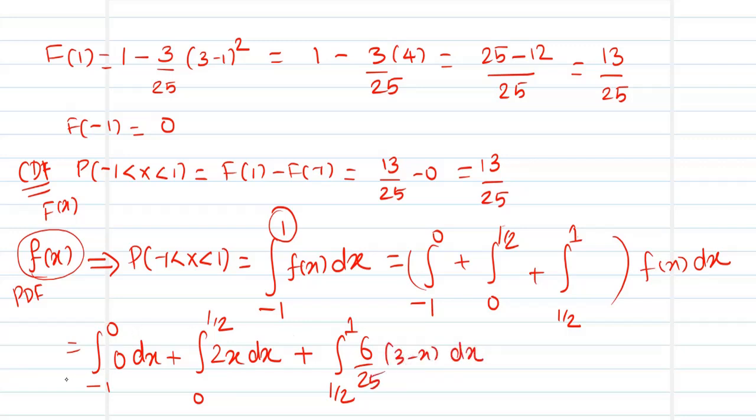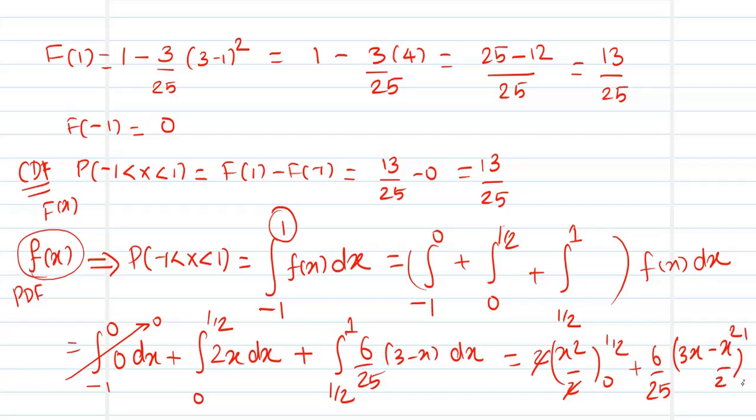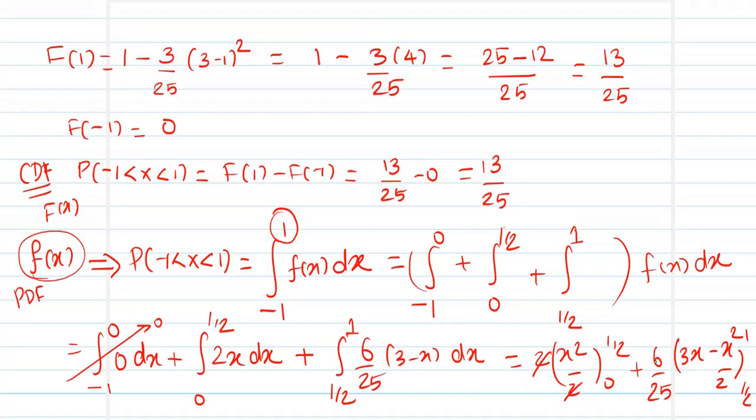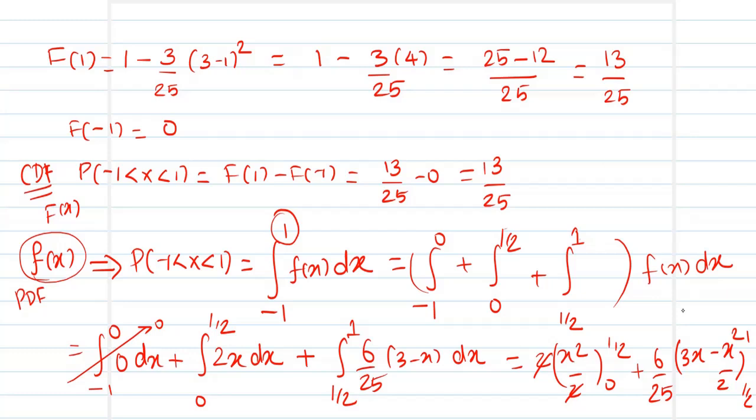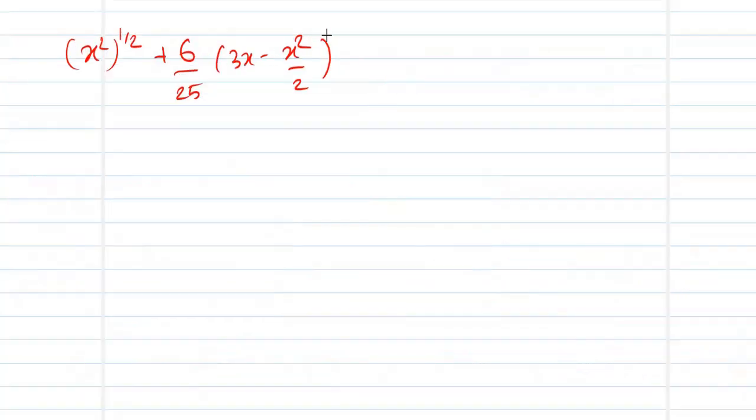Now we are ready for the integration. This 0 vanishes, and now 2 times x on integration is x square by 2, between the limits 0 to half; 2 and 2 can be cancelled off. Plus 6 by 25 is a constant; 3 on integration is 3x, and minus x on integration is x square by 2, between the limits half and 1. So we move on to the next line: x square to the power of half, plus 6 by 25 times (3x minus x square by 2) between the limits half and 1.